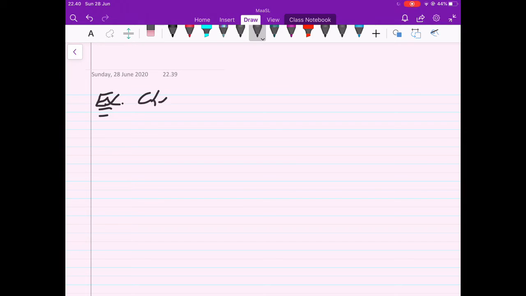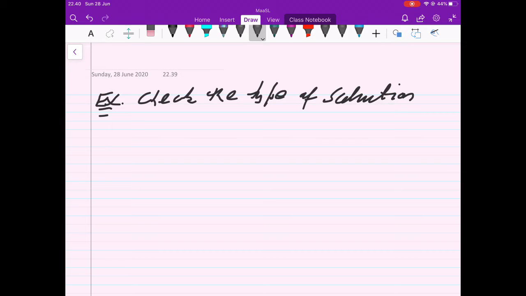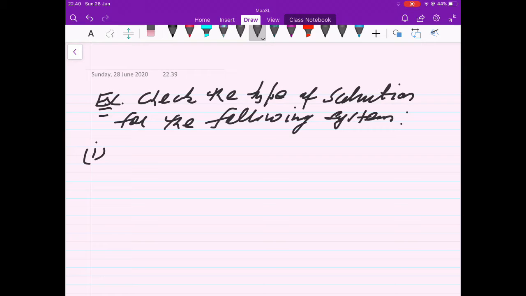Check the type of solution for the following system. First system is 3x minus 2y equal to 1, 2x plus 3y equal to 5.